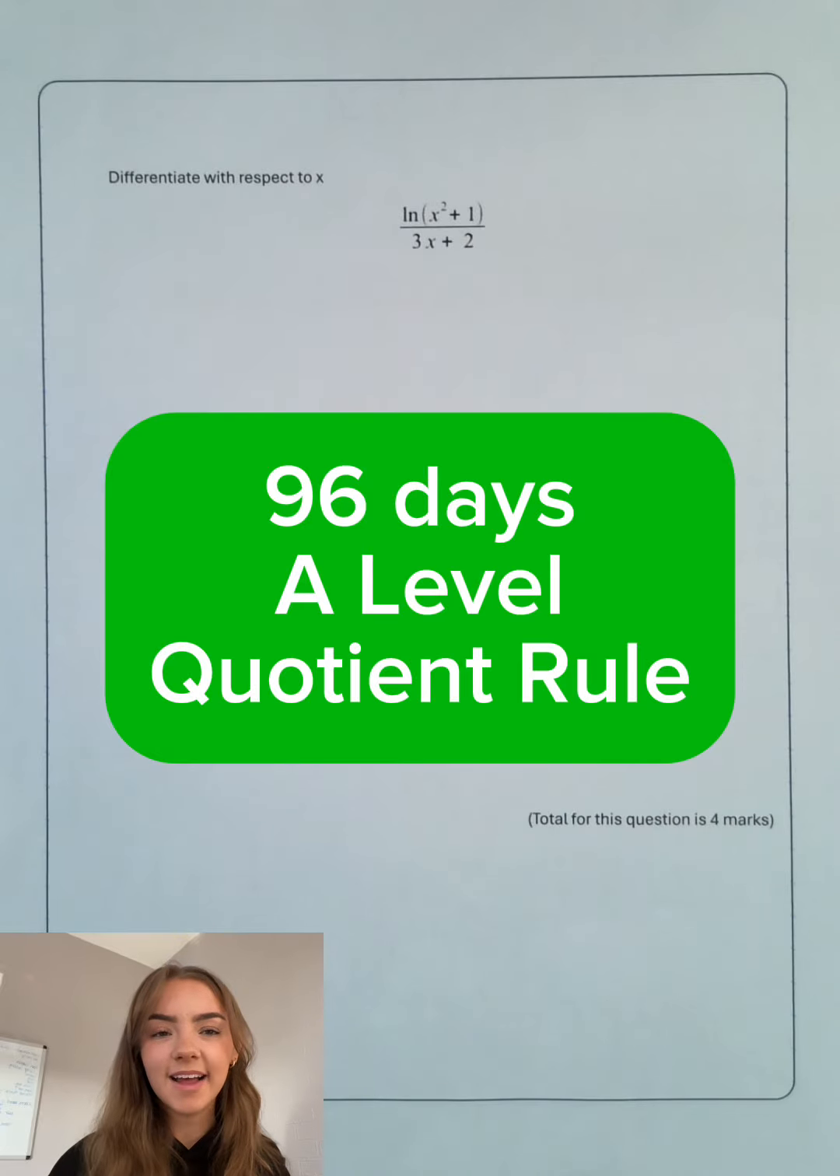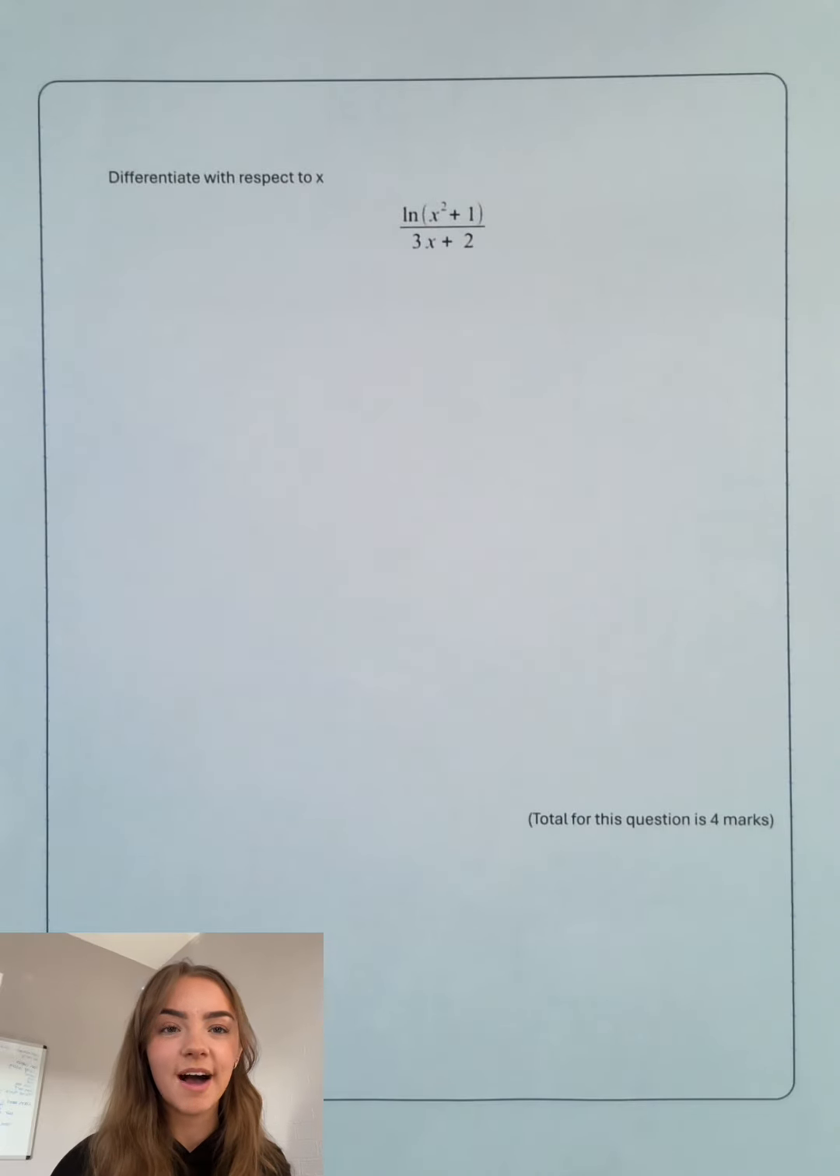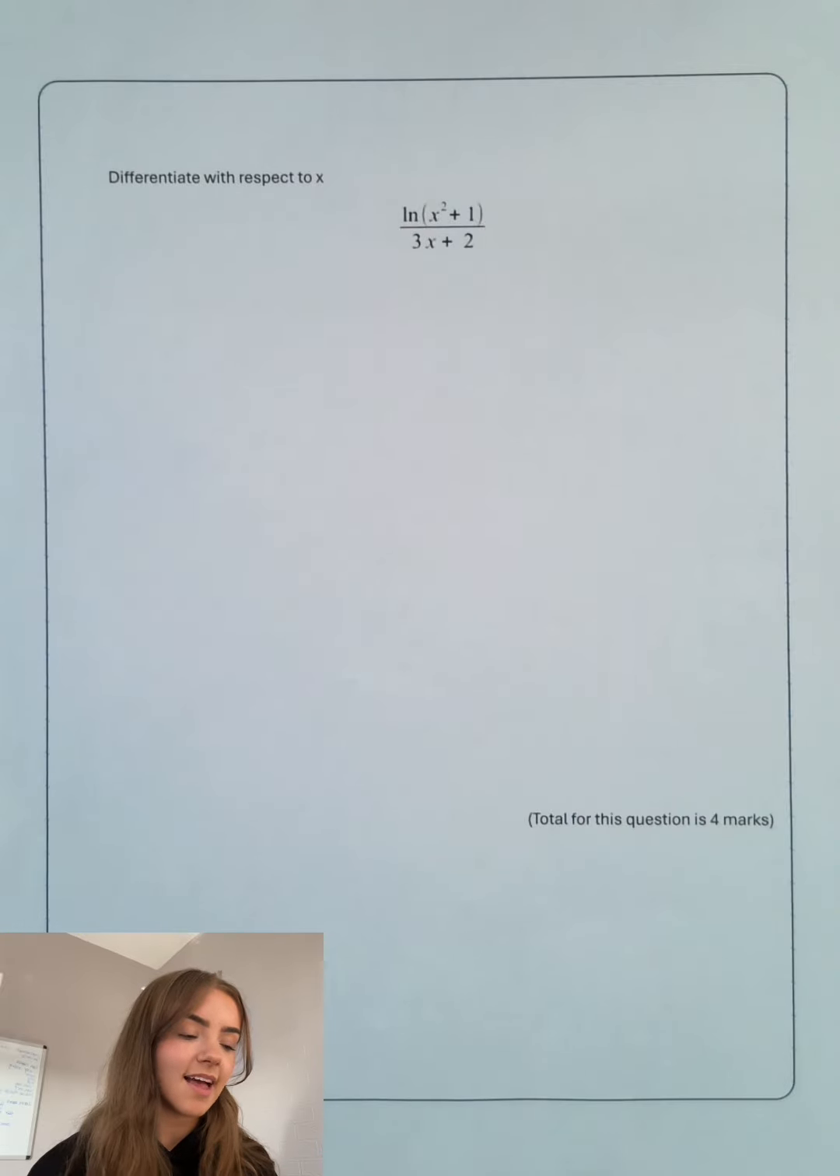96 days until A-level maths paper 1. Pause the video, have a go at this question, and then we'll have a look at it together. Differentiate with respect to x, ln of (x squared plus 1) over (3x plus 2).